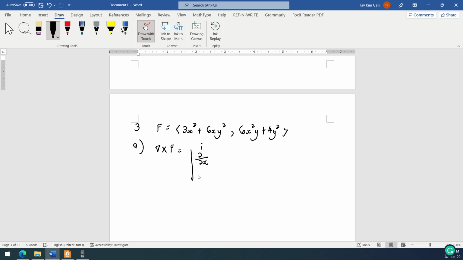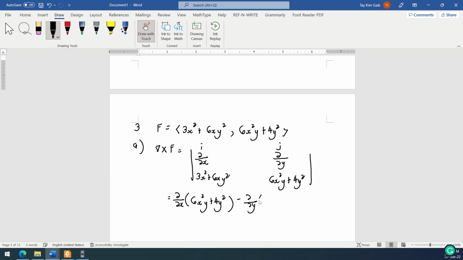Column i, component i for F is 3x squared plus 6xy squared. Component j is del y, and we put in component j for vector F, 6x squared y plus 4y squared. Then, like the determinant of a 2 by 2 matrix, you have del x of 6x squared y plus 4y squared, minus del y of 3x squared plus 6xy squared.